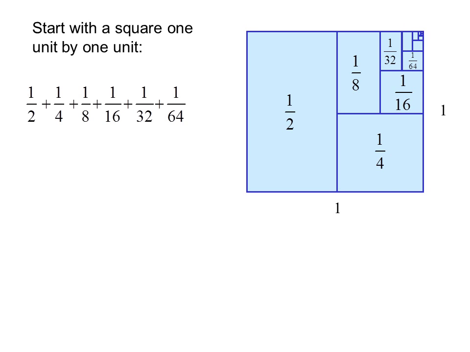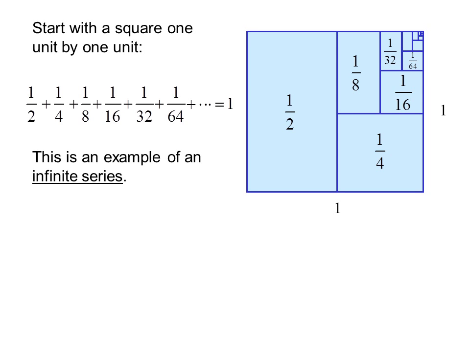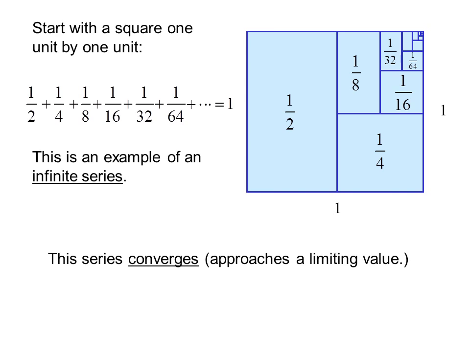And if we keep going like this forever, we will have filled in the entire square, and we will have an area of 1. This is an example of an infinite series. This series converges, that is, it approaches a limiting value.